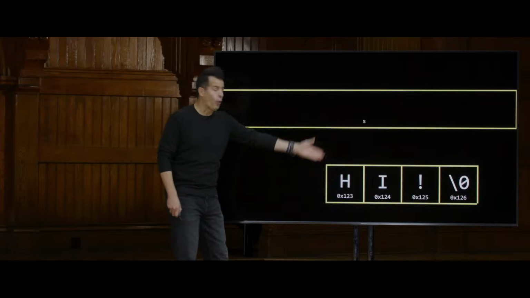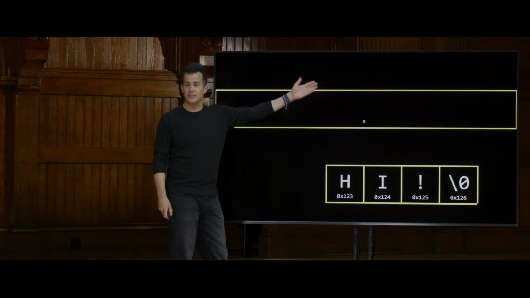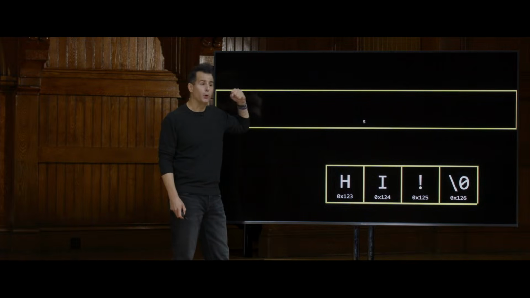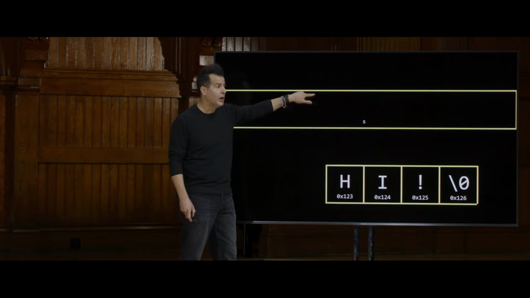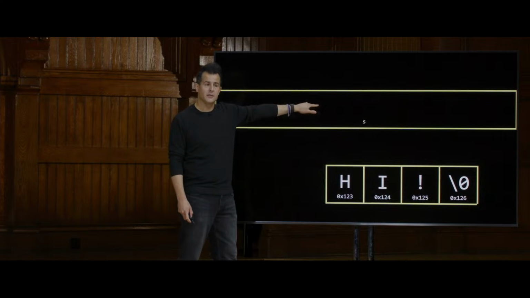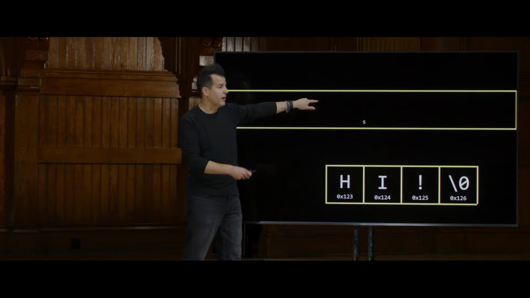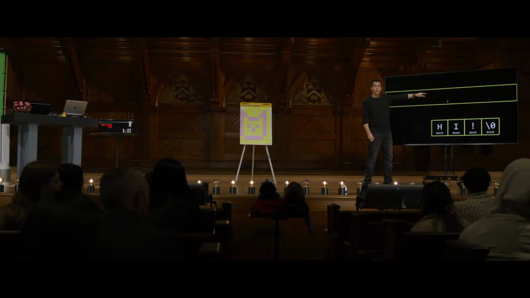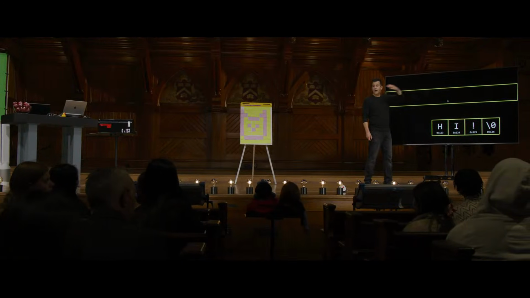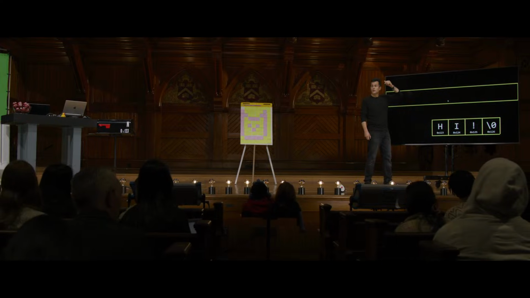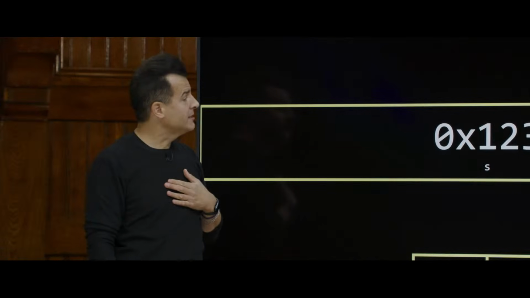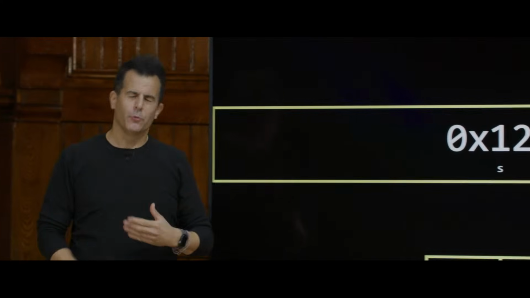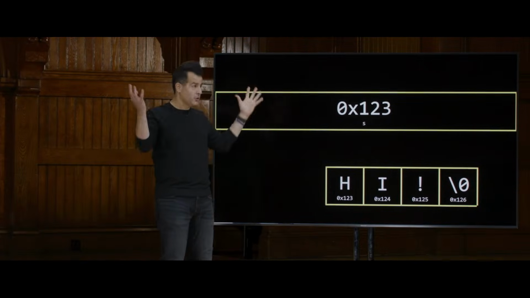So we've got sort of 4 possible answers here. A, B, C, and D, multiple choice. Which of those numbers probably makes sense to store in the variable called s in order to get to this string? What is s's value? Yeah? 0x123 is correct.